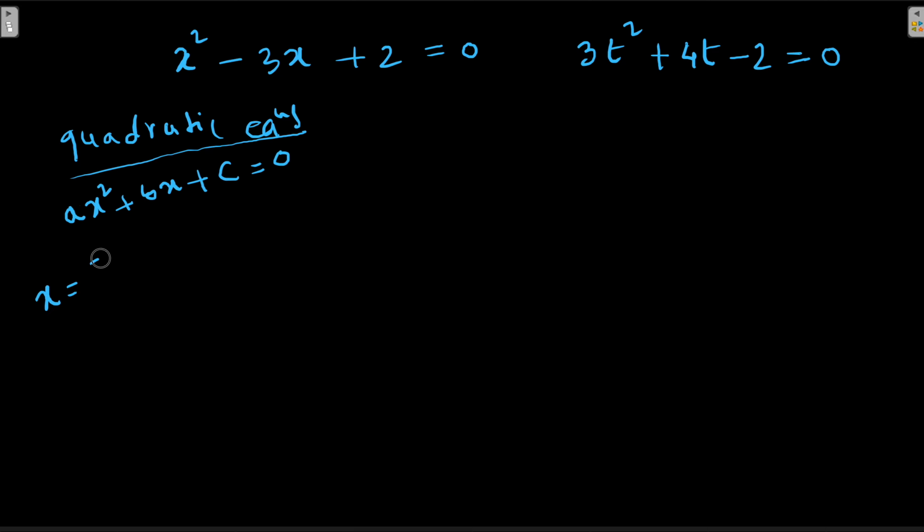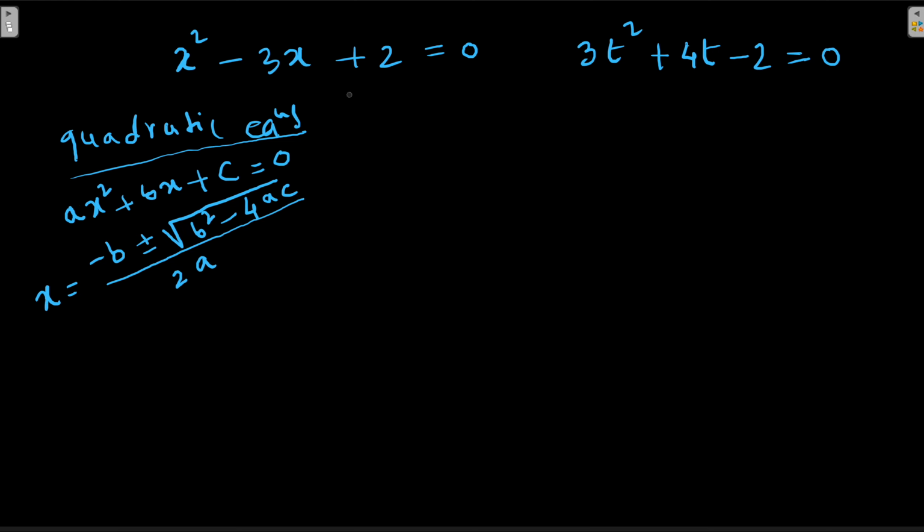So x is minus b, this is very important, people actually make mistakes here. x equals minus b plus minus the square root of b² minus 4ac, divided by 2a. Here a, b, c are the coefficients in ax² + bx + c = 0.